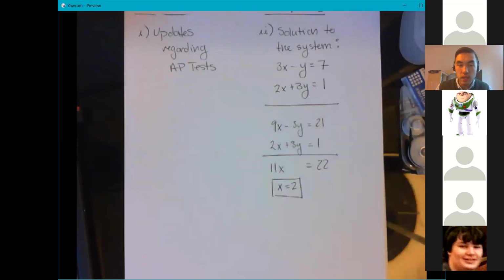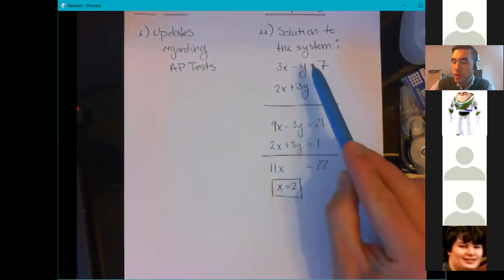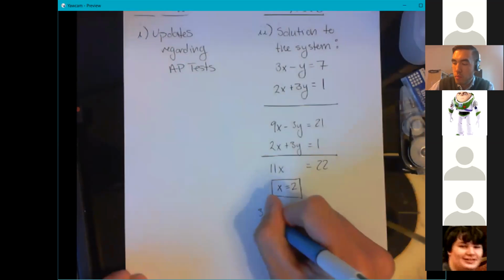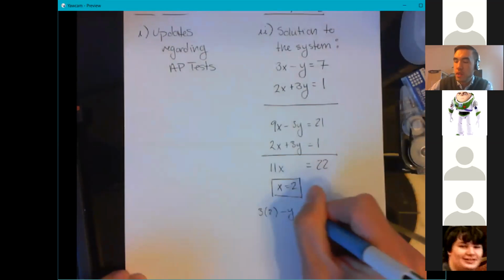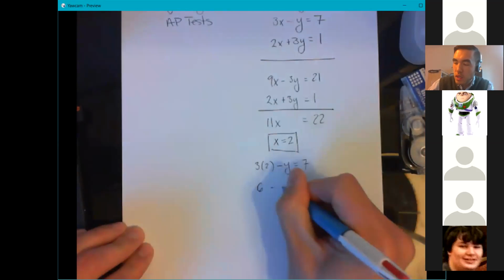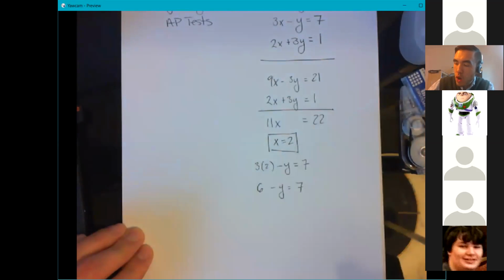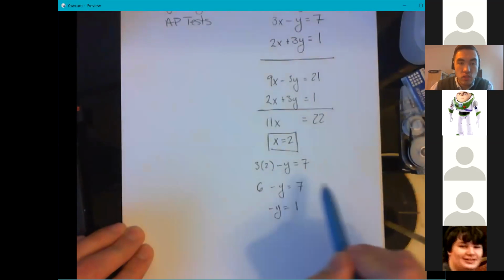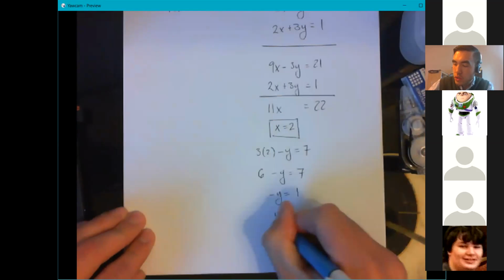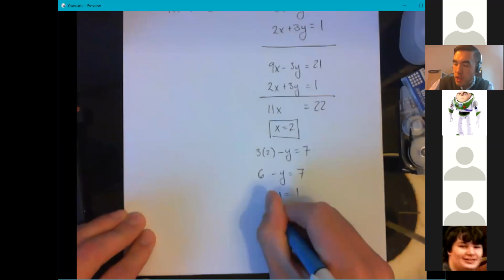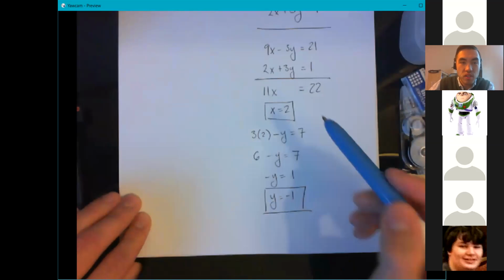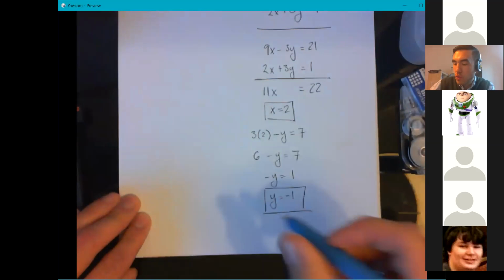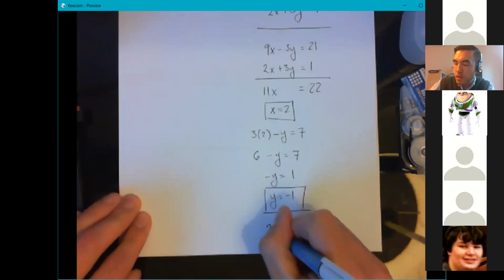And then I can go back and plug 2 into either one of the top equations in order to solve for y. I'm going to use the first one just because this y is already isolated. So this gives me 3 times 2 minus y is equal to 7. And so it's going to be 6 minus y is equal to 7. Minus y is equal to 1 if I subtract 6 from both sides. And so that gives me that y is equal to negative 1. And keep in mind that when it comes to these solutions, this represents a point in space. So we'll have to write this as an ordered pair, 2 comma negative 1.